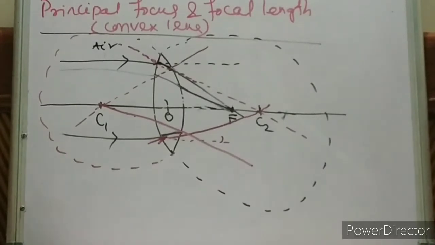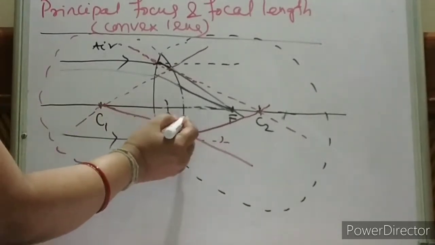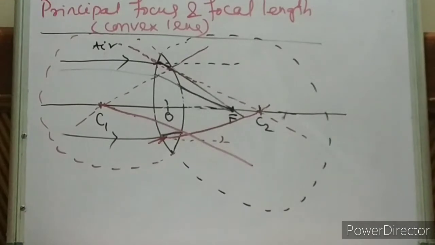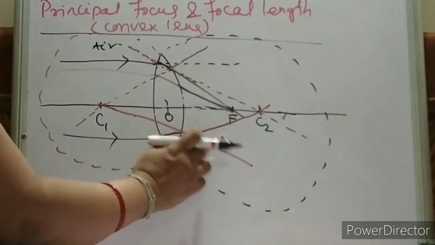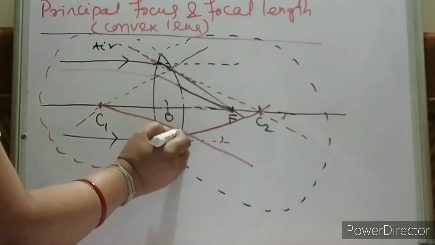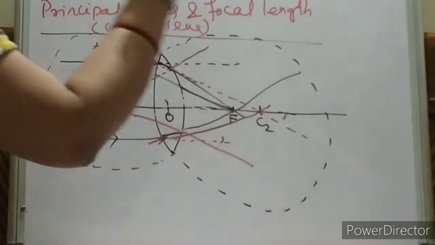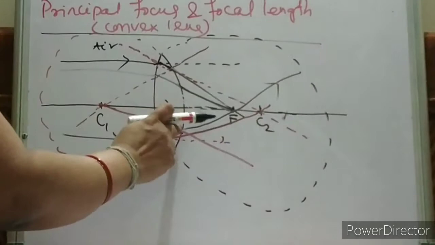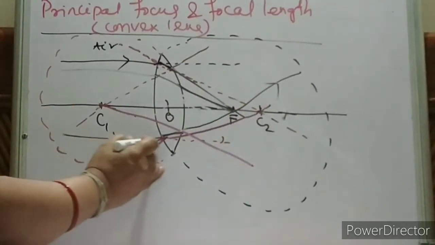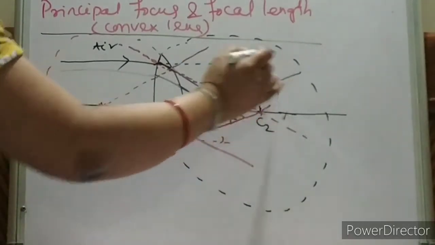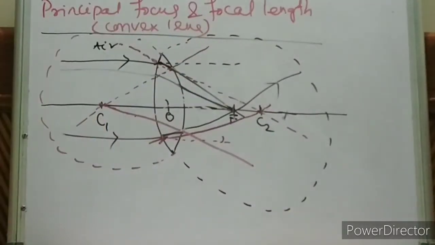Okay, now denser to rarer, so it will go away from the normal. So the normal is like this, that means the ray will bend like this. See, children, this is after refraction. This ray is bending and going like this, and this is your principal focus. Got it? Got it, children?